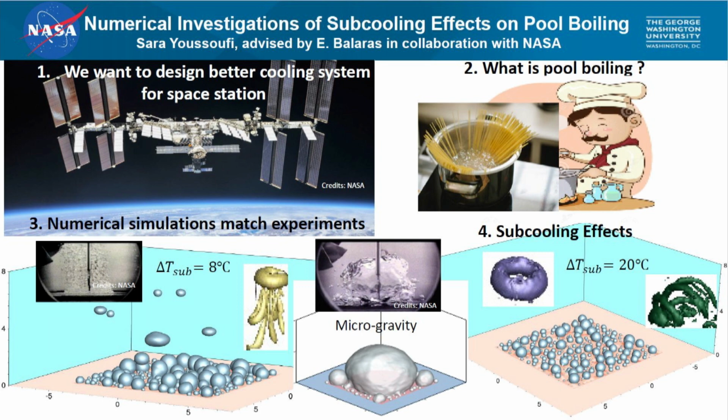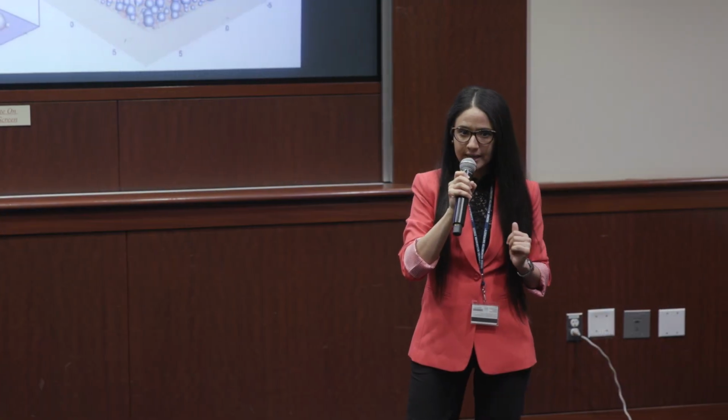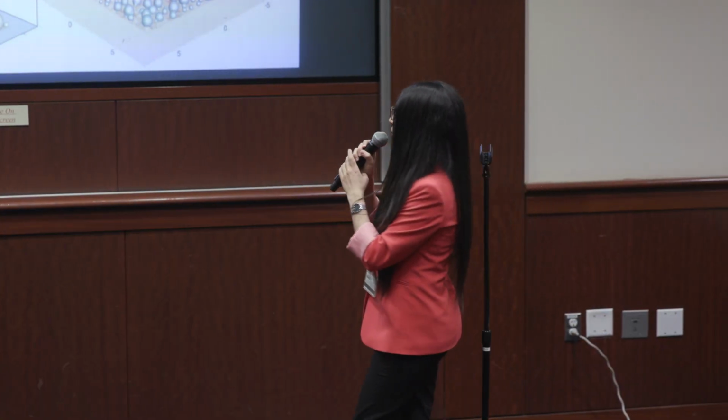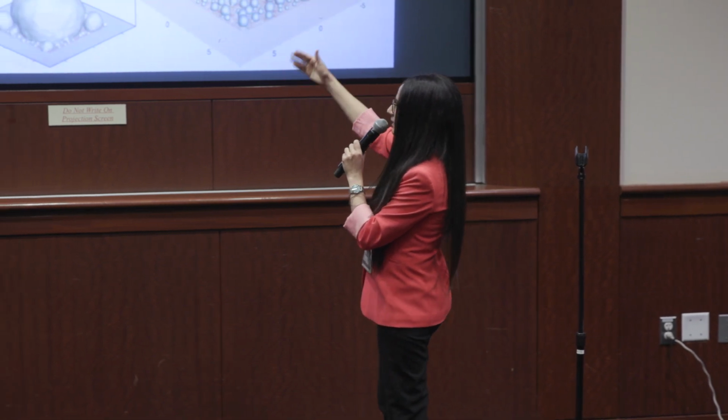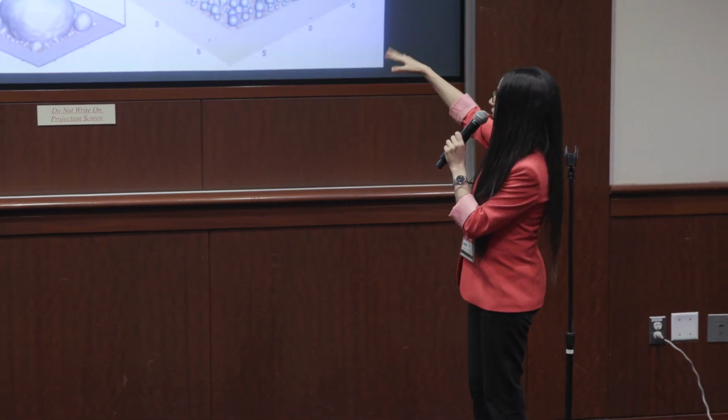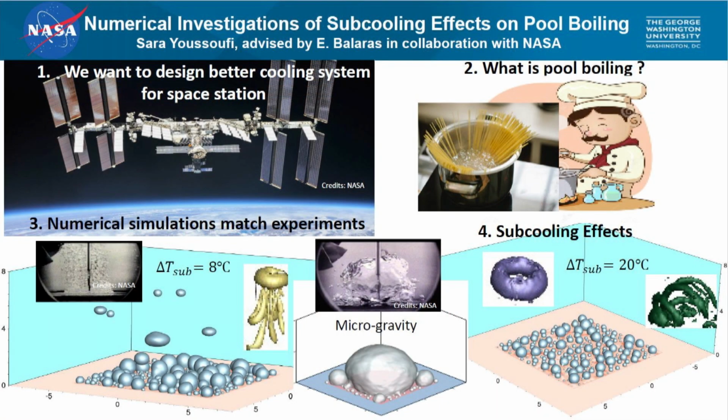As I found that our solver matched the experiments, I moved toward investigating the effects of subcooling on pool boiling. So what does this mean? Subcooling means that you bring your liquid temperature under the normal boiling point. In other words, increasing the subcooling means that you are decreasing the liquid temperature. And we found that the bubbles have less departure, and they reach a point where the bubbles stay attached to the surface and do not depart. However, they interact with each other, which impacts the heat transfer.